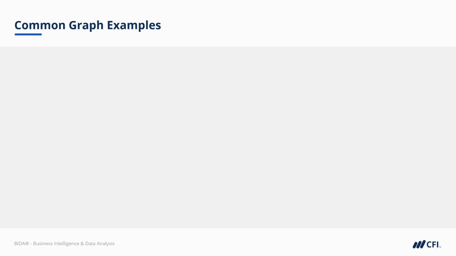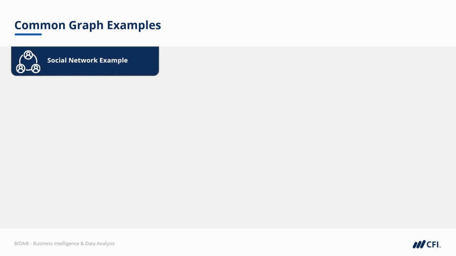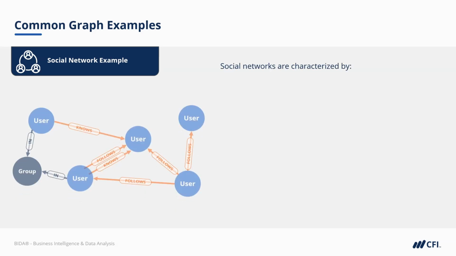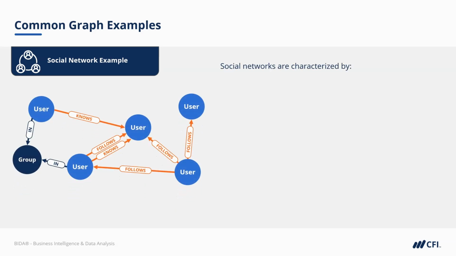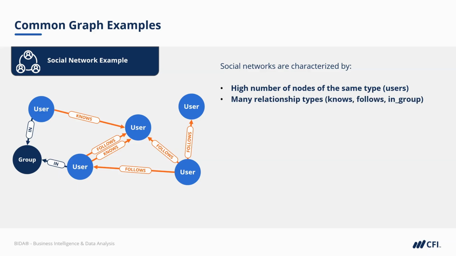Let's take a look at some common use cases for graph. The first is for social networks. Now, social networks are characterized by a high number of nodes of the same type, which are typically users or maybe even groups that they belong to. Now, what we have in a social network is all sorts of different types of relationship, whether users know each other, follow each other, or belong in certain groups.